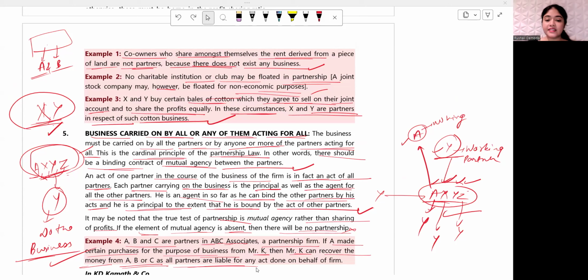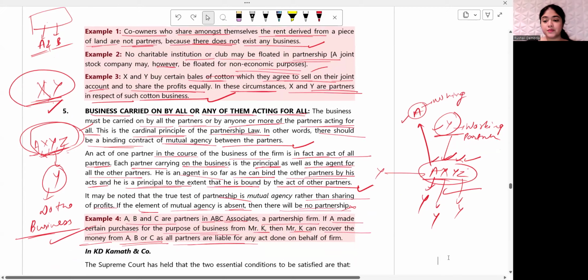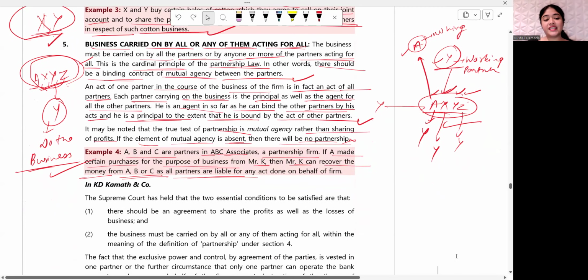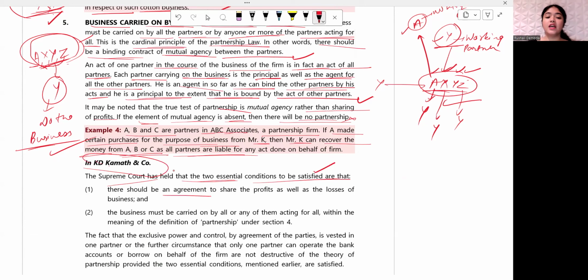Now, let's see, they have given us a case scenario. They've given us a case law. In KD Kamath and Company, Supreme Court has held that the two essential conditions to be satisfied are there should be an agreement to share the profits. In this case law, what happened is when partnership will be recognized, when they have agreement to share the profit as well as losses of the business. So partners will be sharing the profits and losses of the business, must be carried on by all or any of them acting for all within the definition of partnership under section 4.